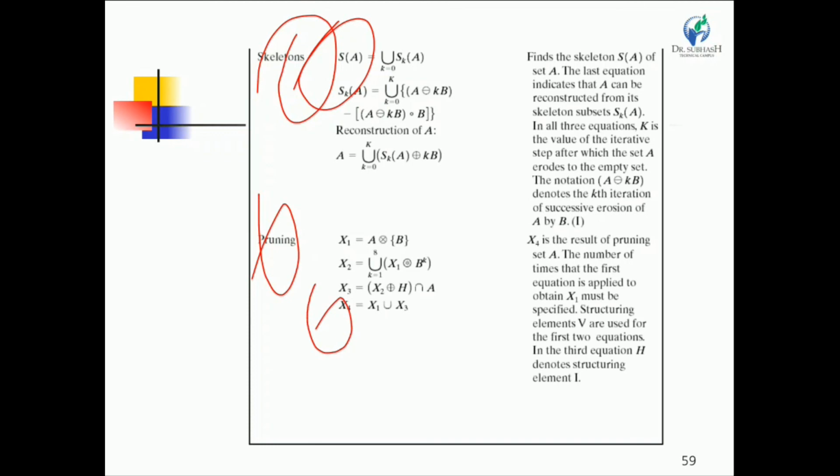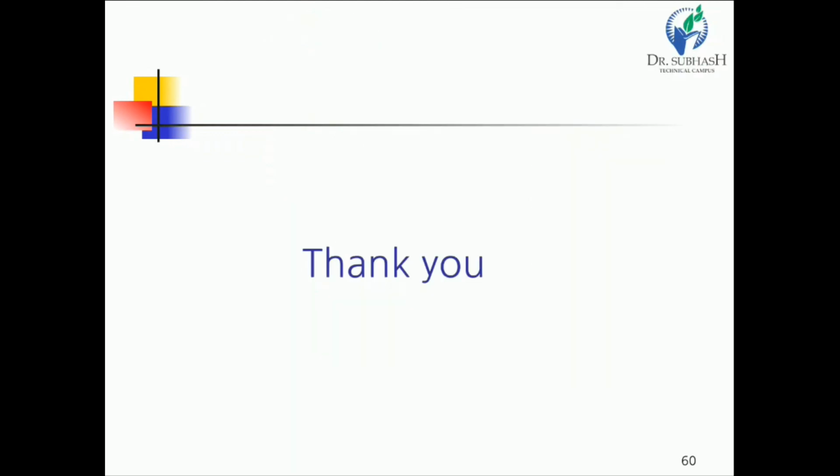The number of times that the first equation is applied to obtain X1 must be specified. The structuring elements B are used for the first two steps, and in the third equation H denotes the structuring element. So these all are the characteristics and mathematical operations of morphological image processing.